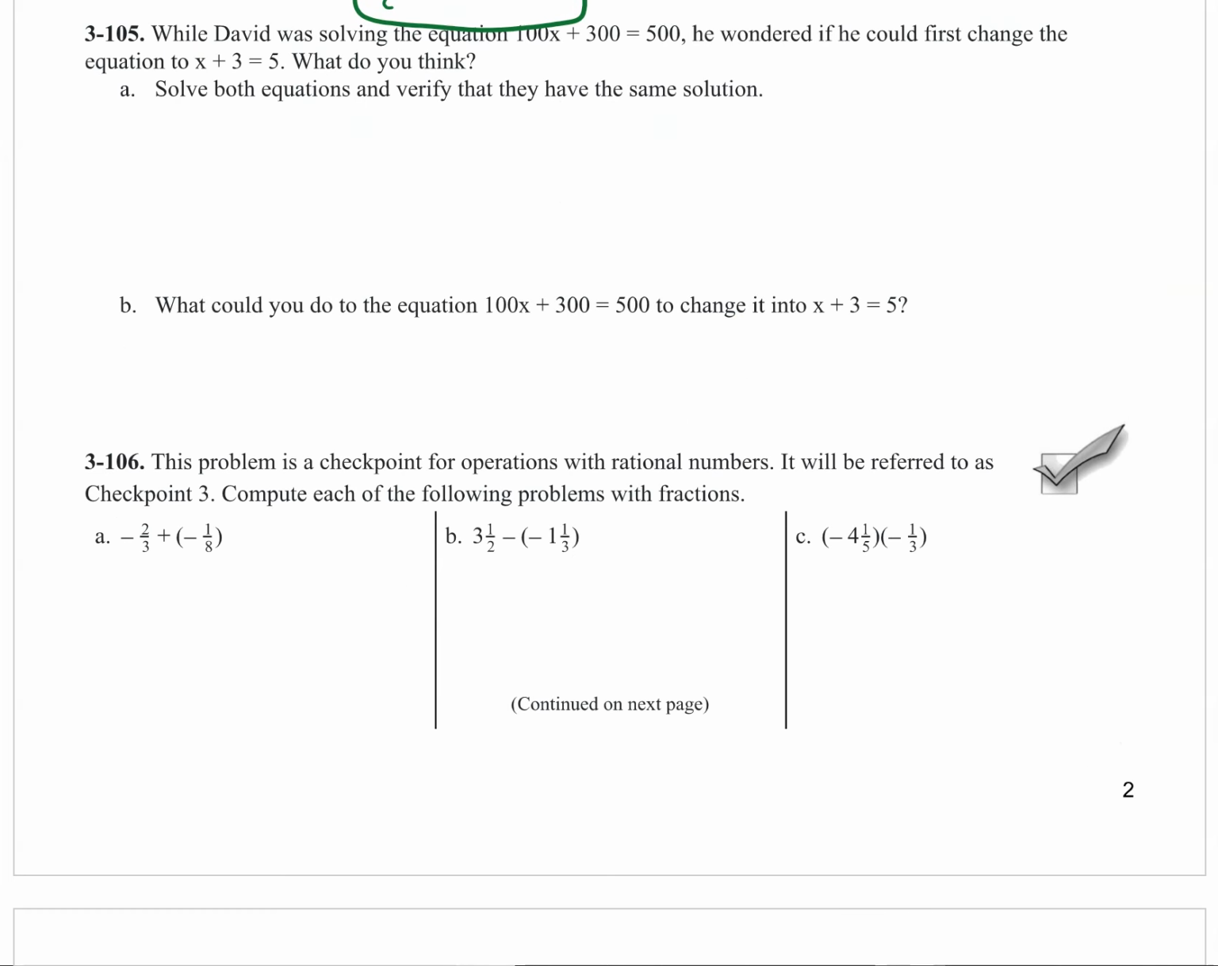3-105. While David was solving this equation, 100x plus 300 equals 500, he wondered if he could first change the equation to x plus 3 equals 5. What do you think? Can you do that? Solve both equations and verify that they have the same solution.